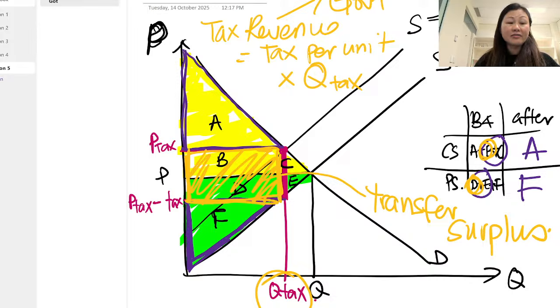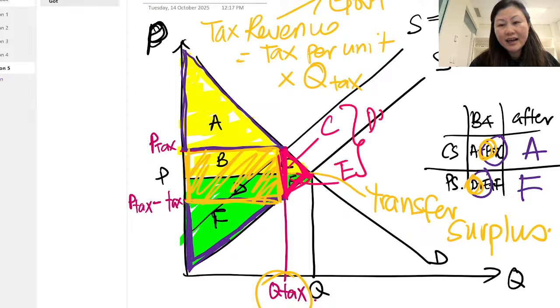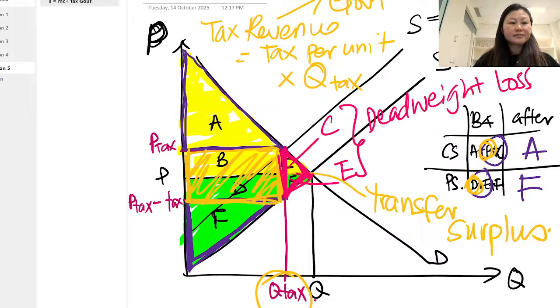That's a transfer surplus to the government. The only area of deadweight loss is this one here. C and E are deadweight loss. Okay, so C plus E is a deadweight loss. Sector C are people who are less rich, they are poor consumers, they're not consuming anymore. Sector E, they are less efficient or inefficient producers, they are no longer producing, and therefore they also lose all their surplus.